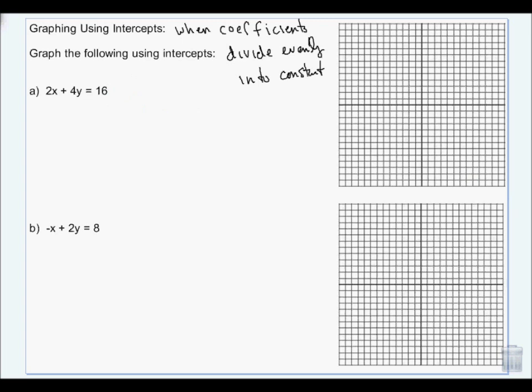In order to do this, to find the x-intercept, you plug in 0 for y, which just means that the y goes away. So really all you have to do is take the y away and say 2x equals 16. If 2 times x is 16, then x is 8. Then I go find 8, and I put a dot there.